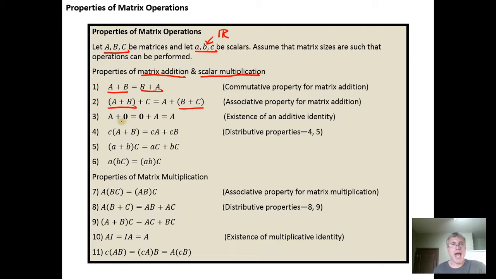There's going to be an additive identity. So remember from the previous video, an additive identity for the real numbers was a number you could add to any real number without changing its identity. So in this case, we're going to have what's called the zero matrix. So the additive identity is going to be a matrix of all zeros.